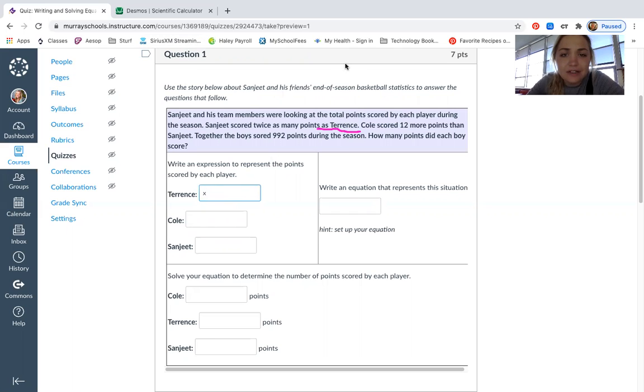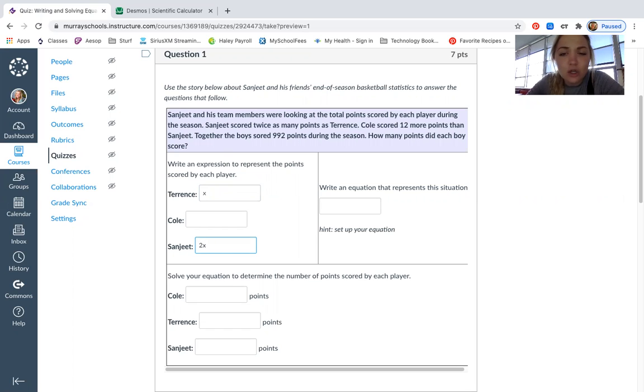Okay, so then when I do this other stuff, I know that Sanjeet was twice as many as Terrence. So how do you talk about being twice as many as something else? Is that adding to, or is that multiplying by 2? Well, think about it. If I have $10 and then someone else has twice as much money, do they have $12 or $20? Twice as much money would be $20. We're multiplying this by 2. So Sanjeet needs to multiply Terrence's amount by 2. So over here, we'll have 2x for Sanjeet.